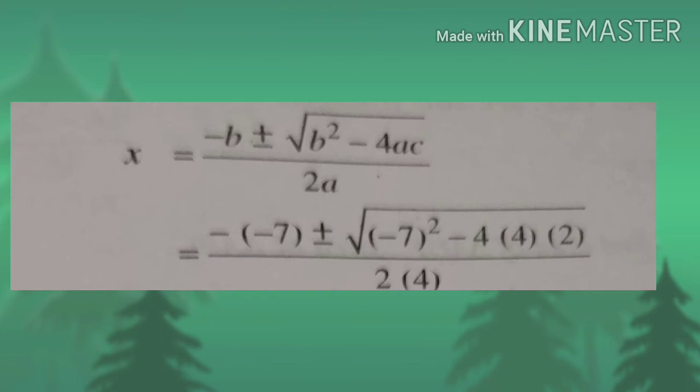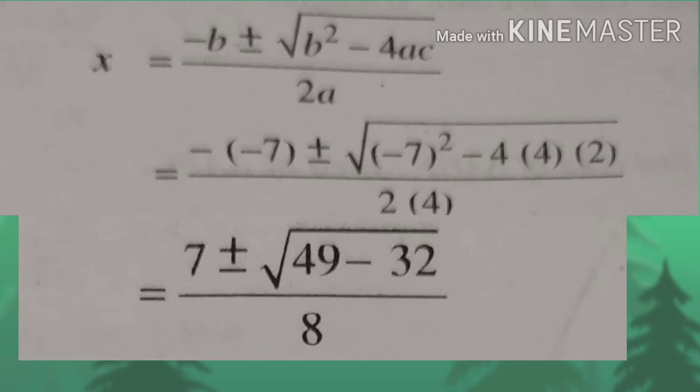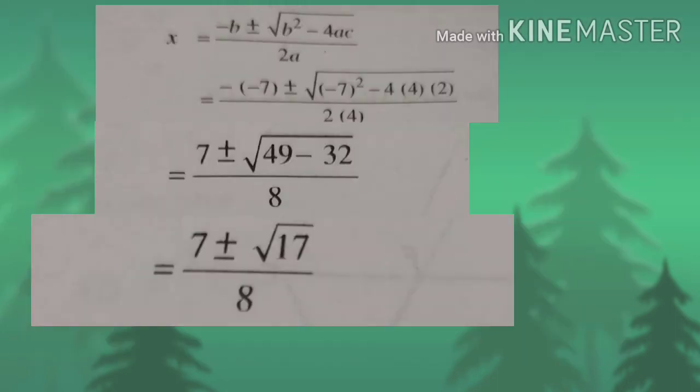This step is very important from the ICSE examination point of view because 1 mark is awarded for correct substitution in the quadratic formula. So in this formula, if you have substituted the values of a and b correctly, then 1 mark will be awarded. Thus we have x is equal to 7 plus or minus square root of 49 minus 32 whole divided by 8. Thus x is equal to 7 plus or minus square root of 17 whole divided by 8.